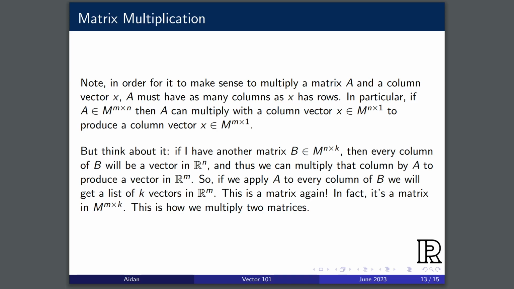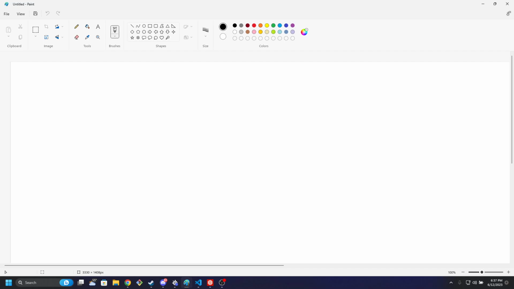vectors. Now I'm going to pull up impromptu MS Paint to demonstrate this. So let me change my window real quick. Sorry, this is completely impromptu, right? So we have this list. Let's call them the columns of B. Can you all see this? Okay.